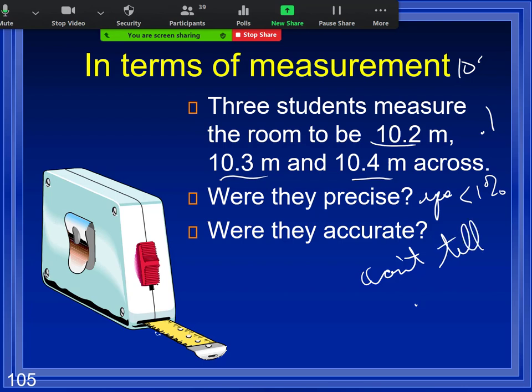Now, if somebody asked me with those 3 numbers to guess how far it was across the room, I'd guess 10.3. I'd pick the middle of those. And I trust it pretty good as long as I trusted the meter stick and the students doing the measurement. Okay? So you cannot have precision if you don't repeat it. You can't talk about accuracy if you don't know what the right answer is.